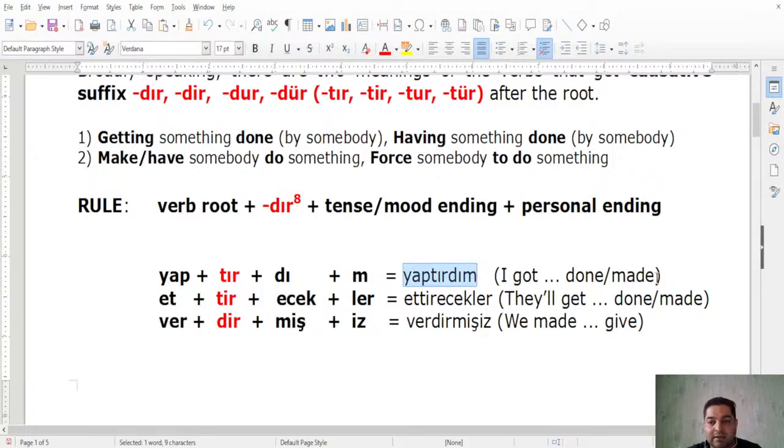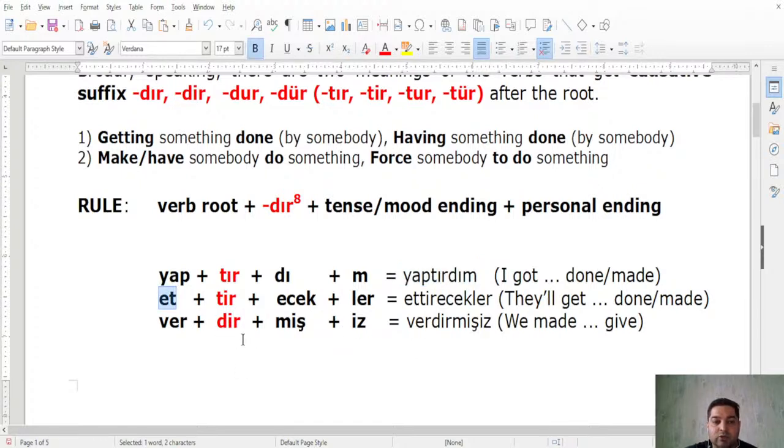I got something made. That something is omitted here because you can still, for example, say arabamı yaptırdım. I got my car done, okay, repaired, for example, because yaptırmak also means to repair, okay? Very simple, right, I got my car done. So yaptırdım means I got something done. In this case it will be car, right? The second verb, etmek, right?